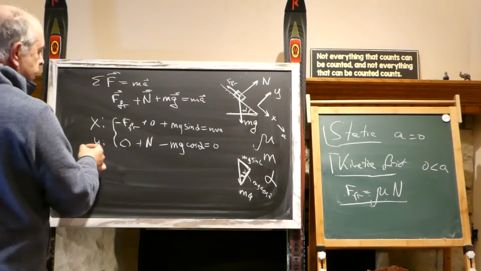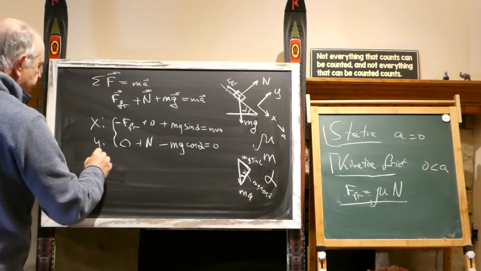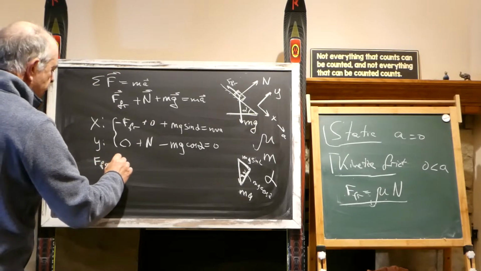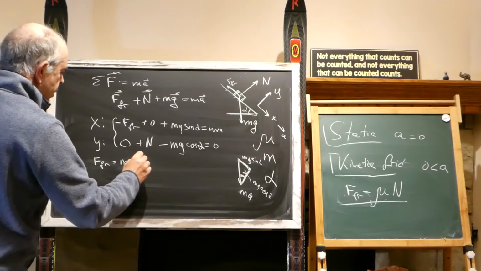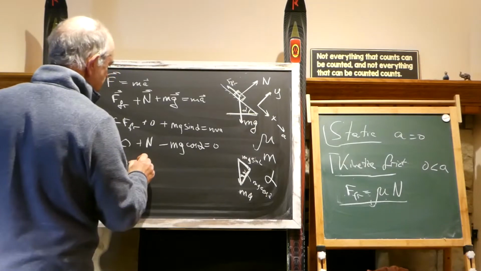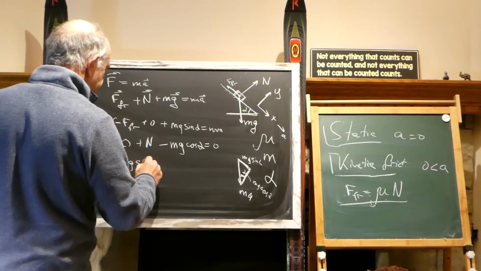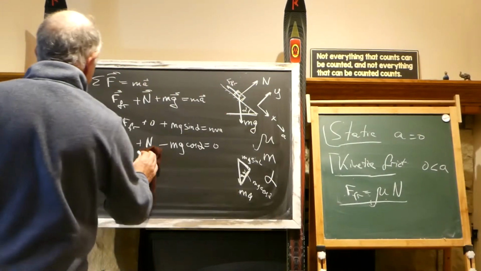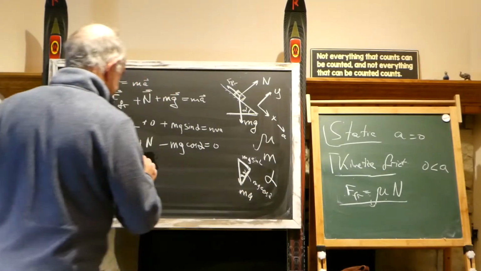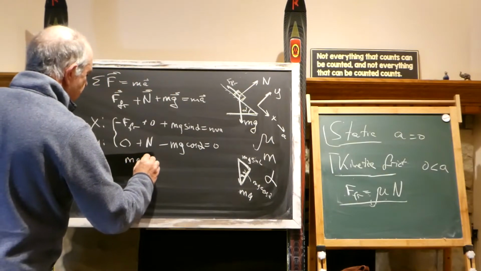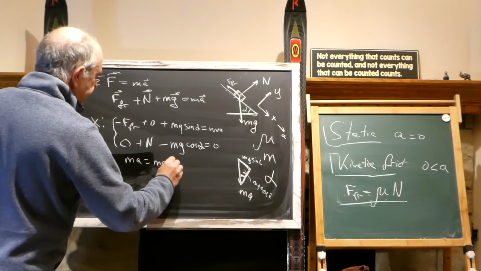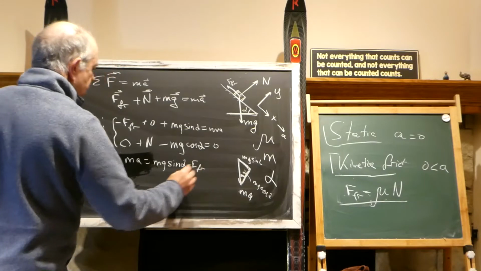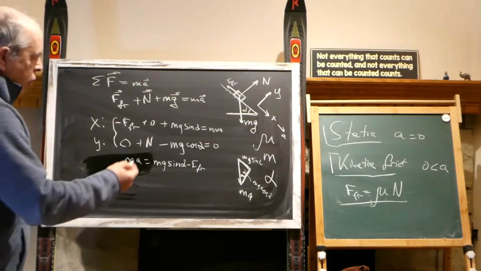And let's try to be a little bit more compact. We have F friction equal mg, mg sine alpha minus, let's deal like this. Let's say ma equal mg sine alpha minus F friction. Well, it's pretty obvious what's going on here.